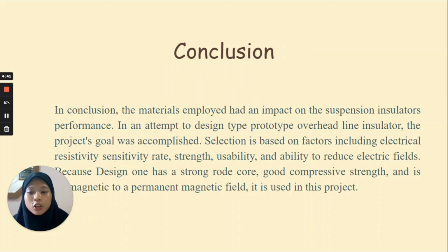Conclusion. In conclusion, the materials employed had an impact on the suspension insulator's performance. In an attempt to design a prototype overhead line insulator, the project's goal was accomplished. Selection is based on factors including electrical resistivity, sensitivity rate, strength, usability, and ability to reduce electric field. Because design 1 has a strong root core, good compressive strength, and is magnetic to a permanent magnetic field, it is used in this project.